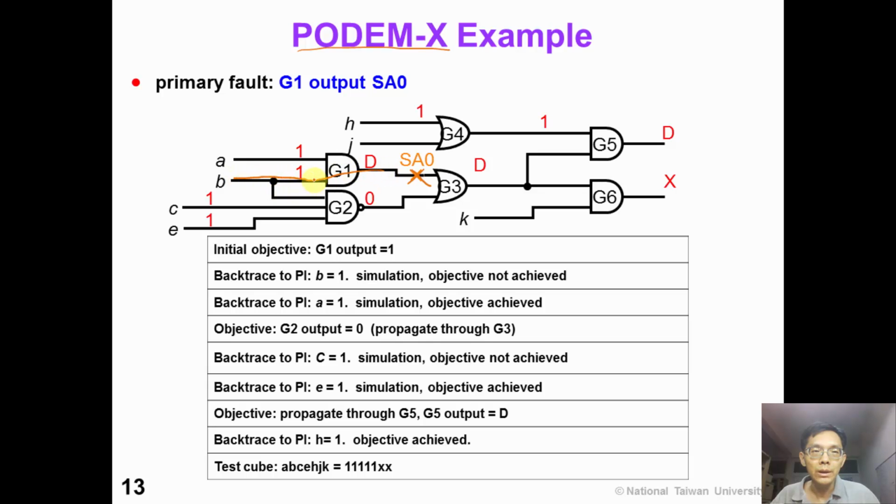First, we backtrace to input B and assign it to 1. And we backtrace to A and we assign A to 1. Then we would like to propagate this through gate G3. So our objective is G2 output equal to 0. We backtrace to C and we assign C to 1. Again, we backtrace to E and we assign E to 1. Then, suppose that we decide to propagate through G5. So, we assign H to 1 and we achieve our objective. The test cube so far is 11111XX. So far, this is exactly the same as the original PODEM algorithm.